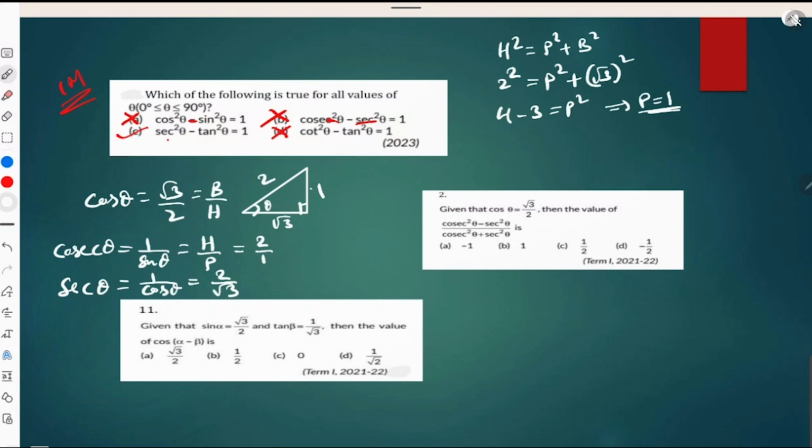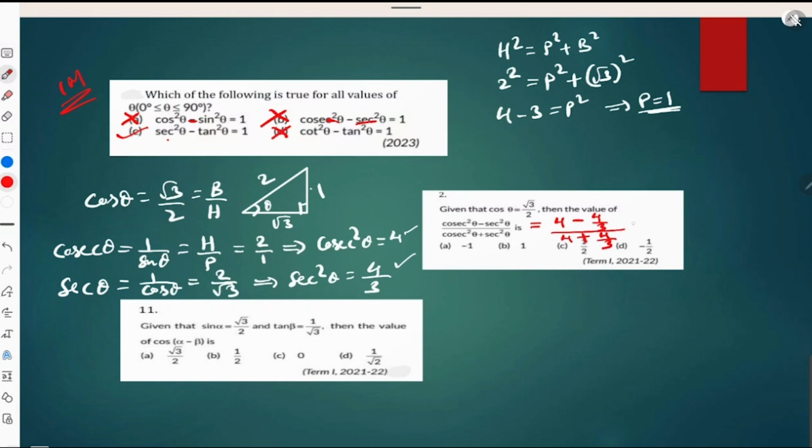When they're asking the squares of this, then what will be the cosecant square theta? 4. What is secant square theta? 4 by 3. So replace these two values in the given expression. If you replace the two values, so cosecant square, 4 minus secant square, 4 by 3, whole divided by 4 plus 4 by 3.